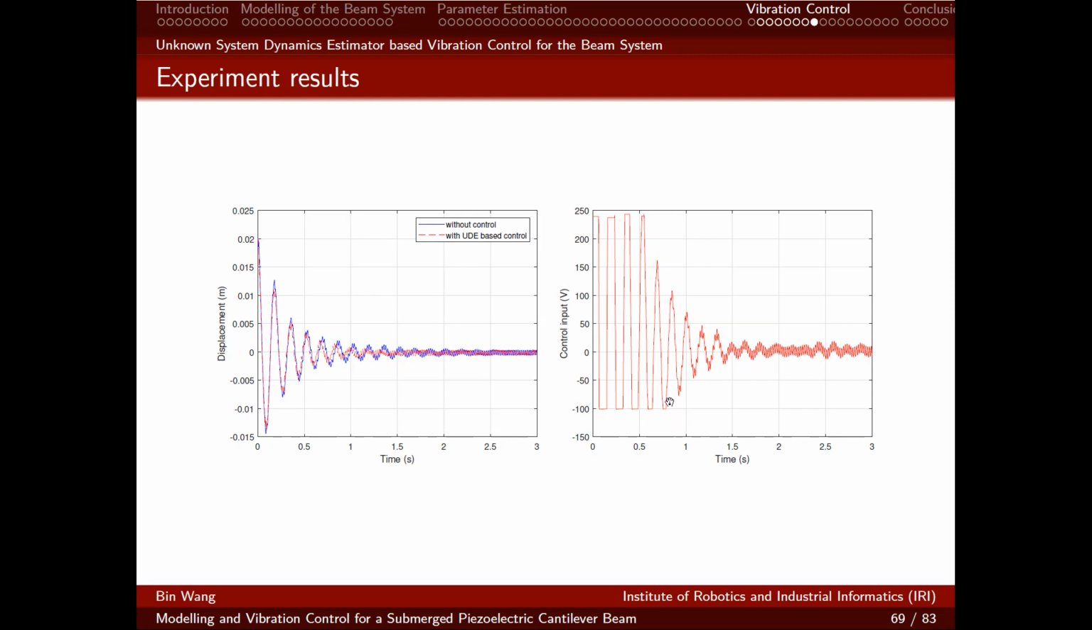But in around 1 second, we can see the vibration can be suppressed because here the displacement is smaller, so we have enough voltage. For sure, if we increase the range of the piezo patch, we can get a better control performance.